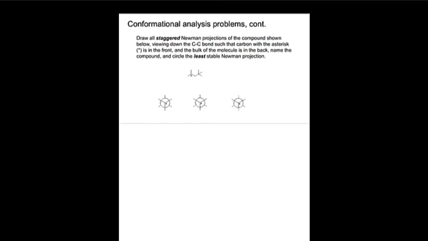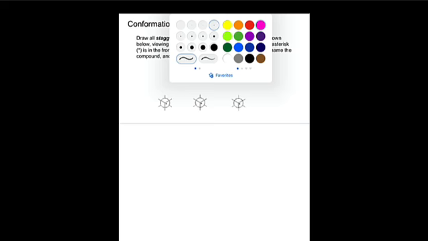Okay, so this problem asks us to draw all possible staggered Newman projections for the compound shown, where the starred carbon, or carbon with the asterisk, is in the front and the bulk of the molecule is in the back. And then we'll name the compound and circle the least stable Newman projection. All right, so the carbon with the asterisk is in the front, and so that's why the Newman projections have the asterisk there, just to remind us of that. So that carbon has 2 CH3 groups and a hydrogen. And so I'll just randomly choose for the first structure, say this one.